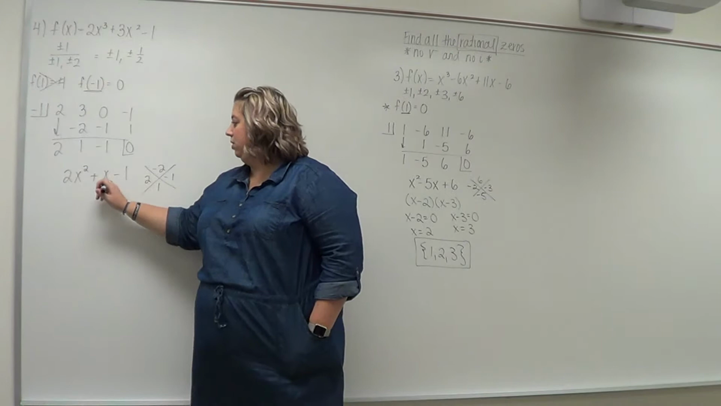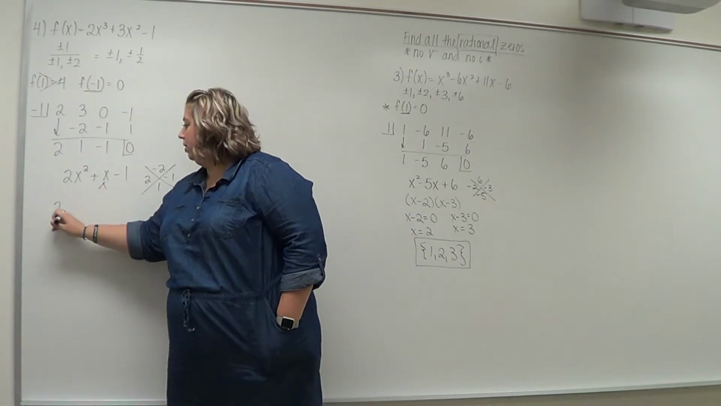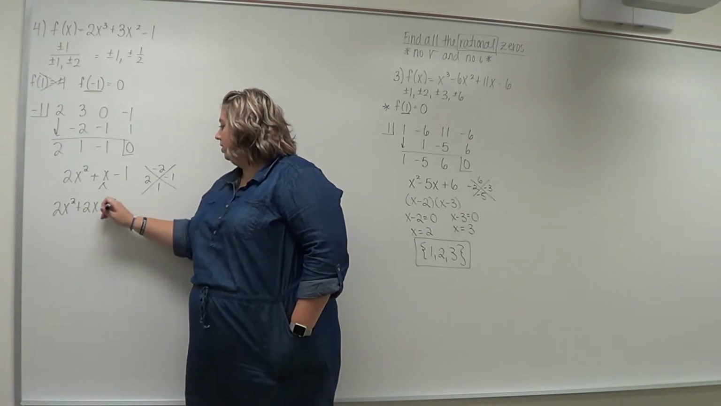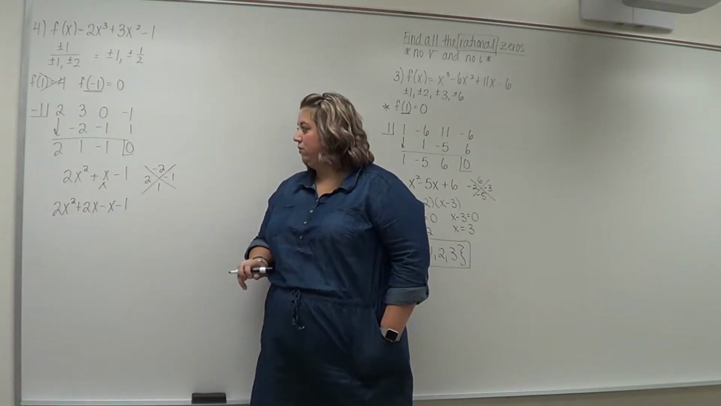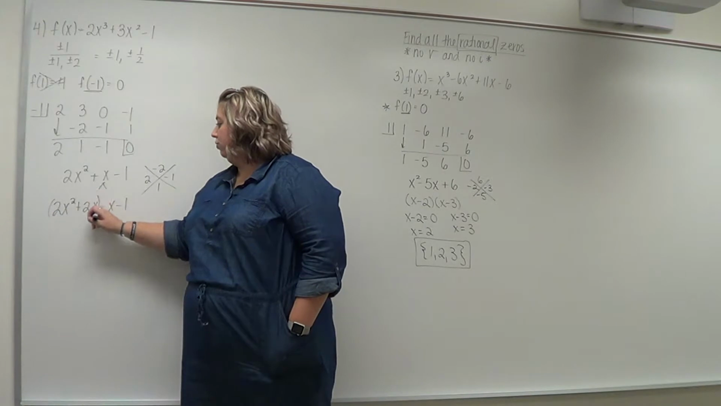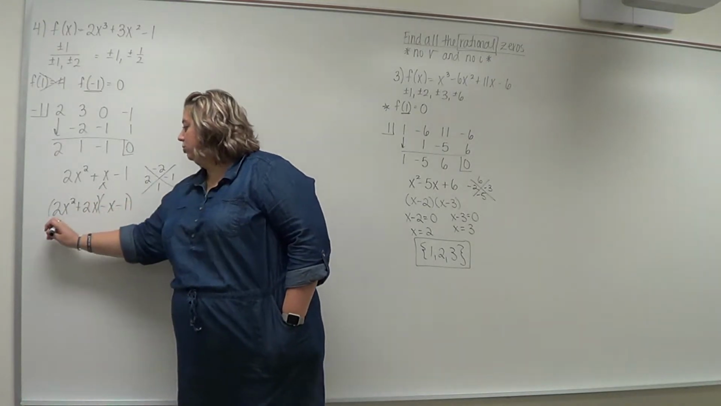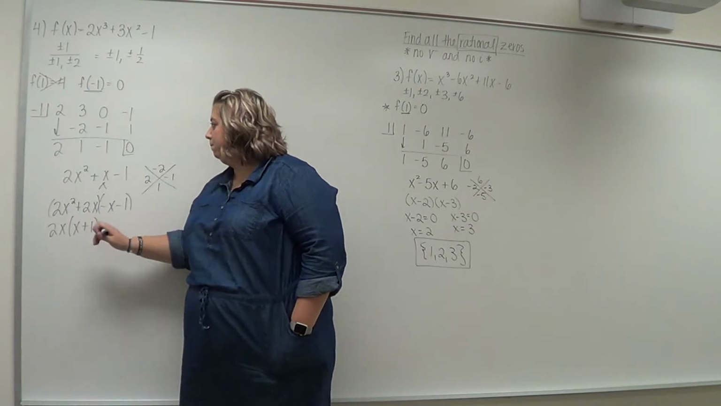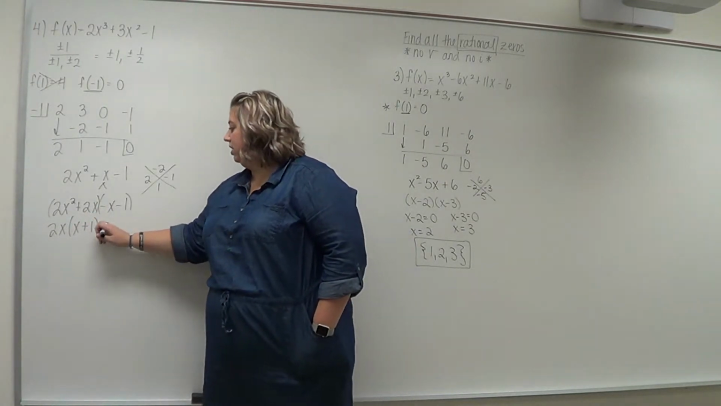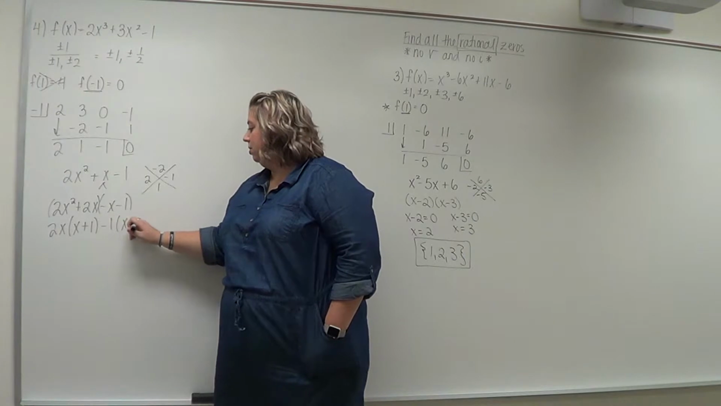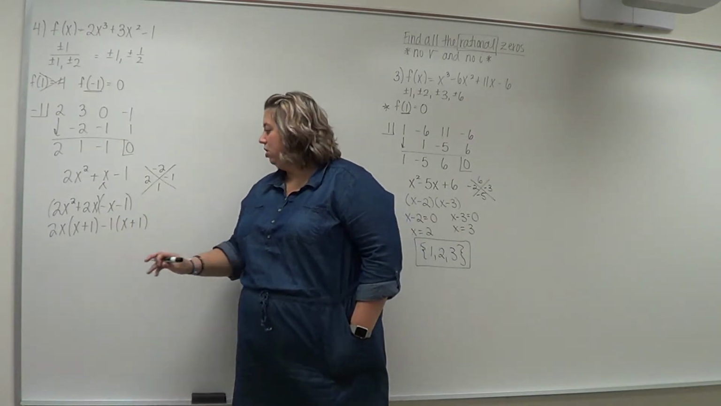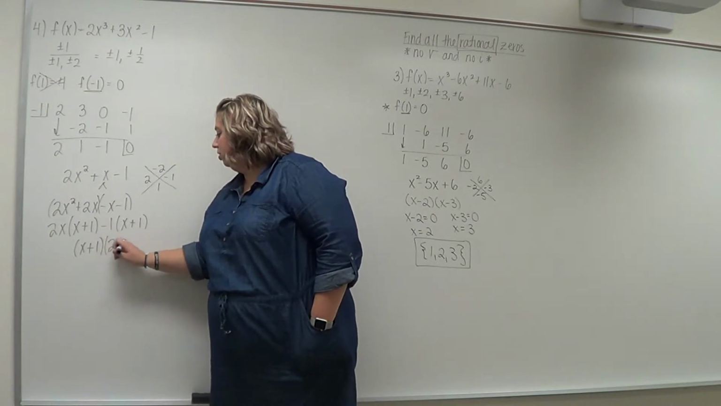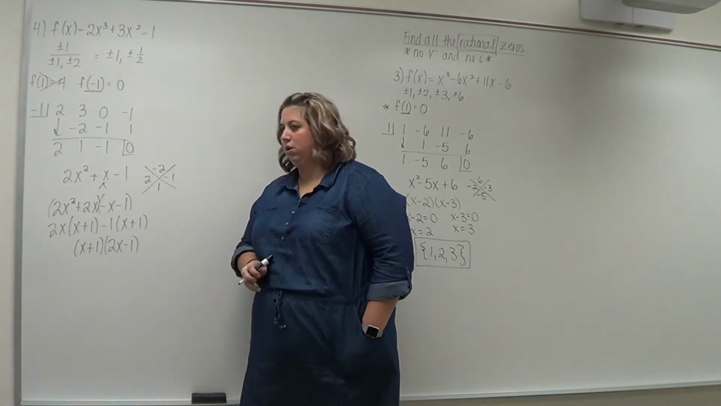So I'm going to split the middle. So I have 2x squared plus 2x minus 1x minus 1. Factor by grouping. First one I can factor out is 2x, left with x plus 1. Second one I can factor out is negative 1, left with x plus 1. So this factors into x plus 1, 2x minus 1.